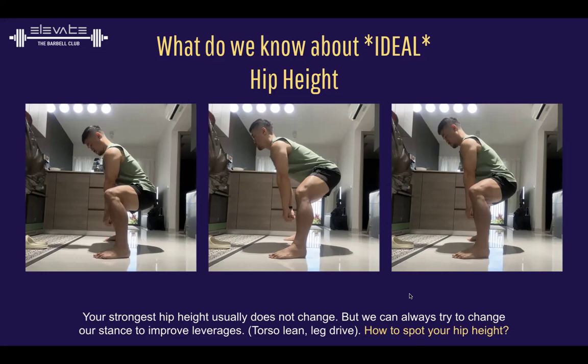So if my hip height never changes, what we can change is, of course, the stance, knowing that our toe angle is already set in stone. When we change our stances, what changes is the torso lean and the amount of engagement we can get from the leg drive. And having too wide a stance can punish us as well in terms of the leg drive. I will show you in the next few slides. But what I'm about to show you is how to spot your ideal hip height. This is a trick that I can share with you guys.